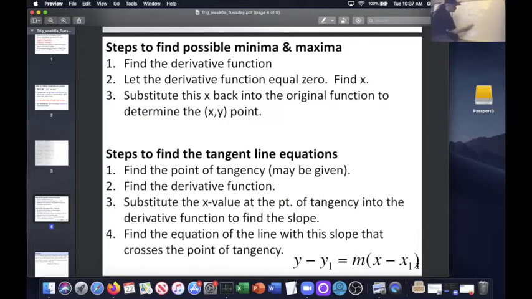Okay, so I'm going to give you an example of how to find the minimum and maximum, and then also find a tangent line equation based upon some information about the tangent point.